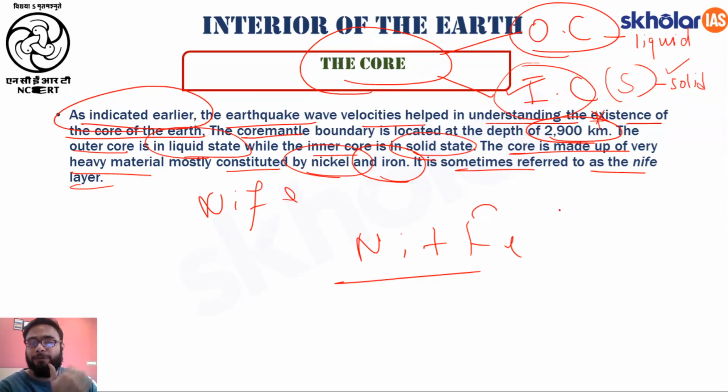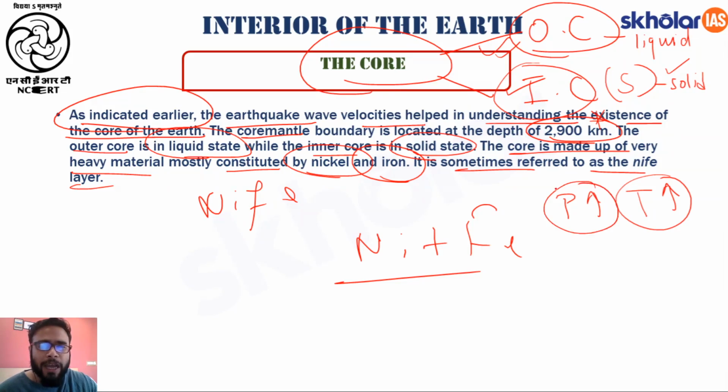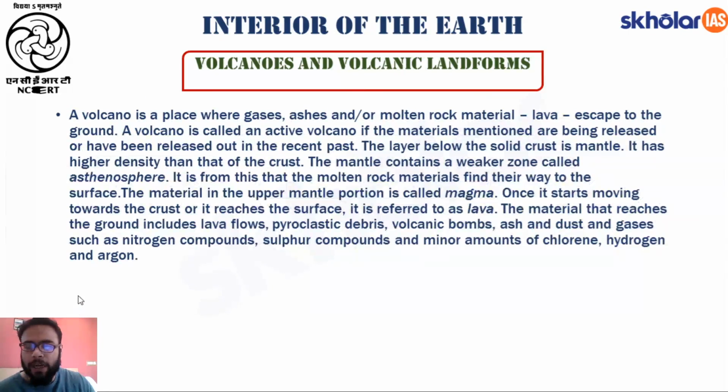Why? Because as we move below, both your pressure increases as well as your temperature increases. In case of your outer core, temperature plays a more dominant role compared to pressure, and because of which the outer core is liquid in nature. But in case of your inner core, pressure plays a more dominant role compared to temperature, and because of which the inner core is solid in nature. Understood? Okay, so this was about the different layers of the earth.